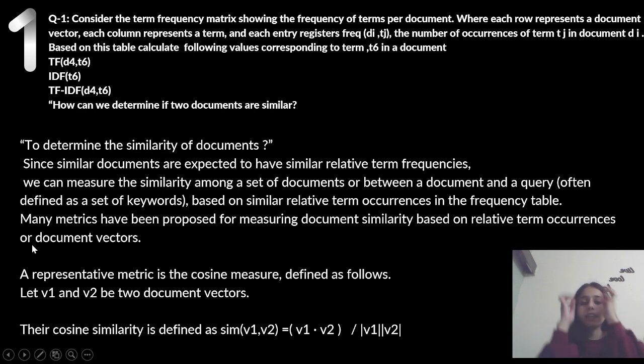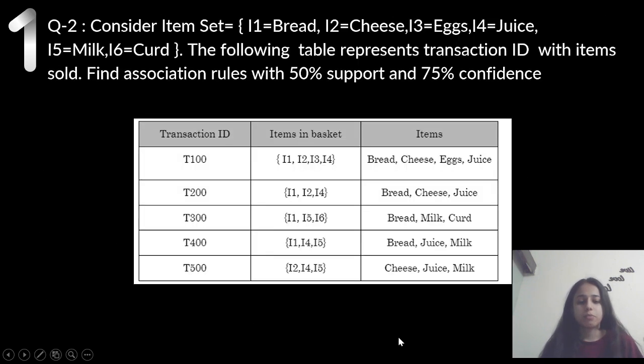To determine the similarity of documents, since similar documents are expected to have similar relative term frequencies, we can measure the similarity among a set of documents or between a document and a query, often defined as a set of keywords. Based on similar relative term occurrences in the frequency table, many metrics have been proposed for measuring document similarity based on relative term occurrences or document vectors. A representative metric is the cosine measure, defined as follows. Let V1 and V2 be two document vectors. Their cosine similarity is defined as V1 dot V2 upon the product of the magnitudes of V1 and V2.